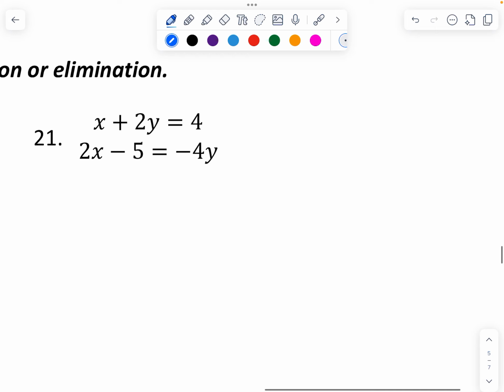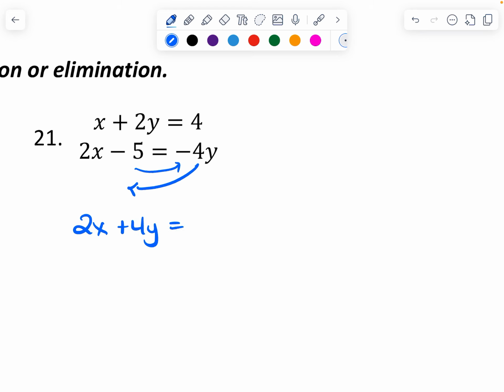This one. On this one, we don't even have the x's and the y's on the same side of the equal sign. So we have to do that first. So this needs to go to the other side. This needs to go to the other side. So I'm going to add 4y to the other side, so plus 4y. I'm going to add 5 to the other side. And then I'm going to bring down x plus 2y equals 4.